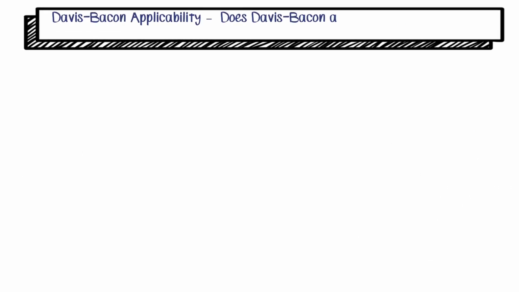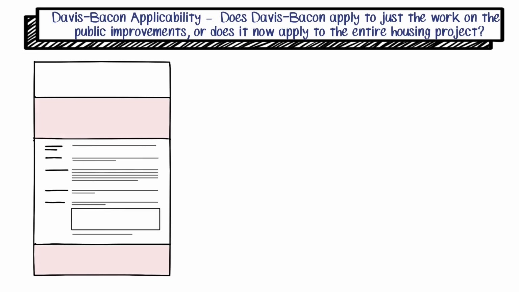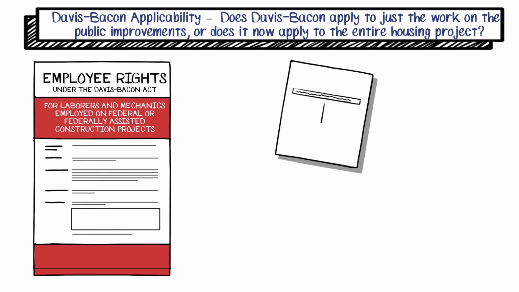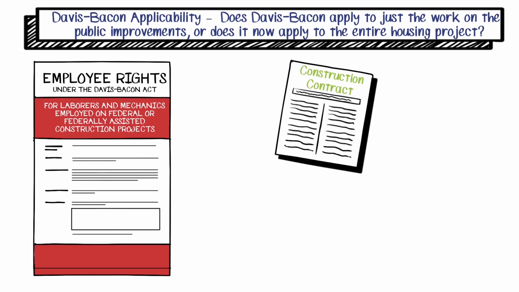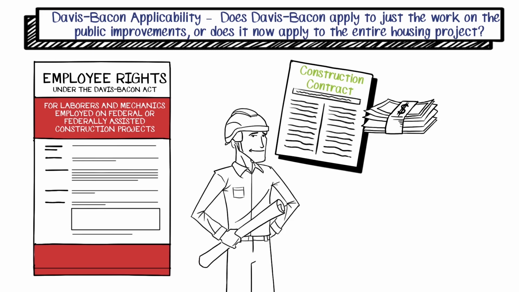Does Davis-Bacon apply to just the work on the public improvements, or does it now apply to the entire housing project? The answer to this question could significantly impact overall project costs. If the public improvements are implemented as a separate construction contract by an entity other than the housing developer, such as the recipient or another public agency, Davis-Bacon is triggered for the work on the public improvements, such as a construction contract assisted with $2,000 or more.